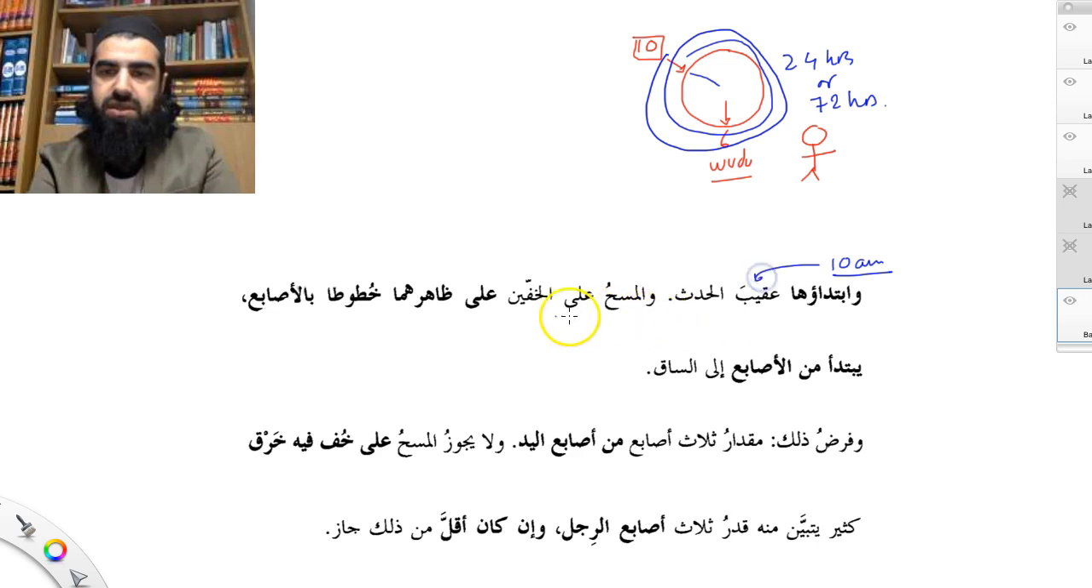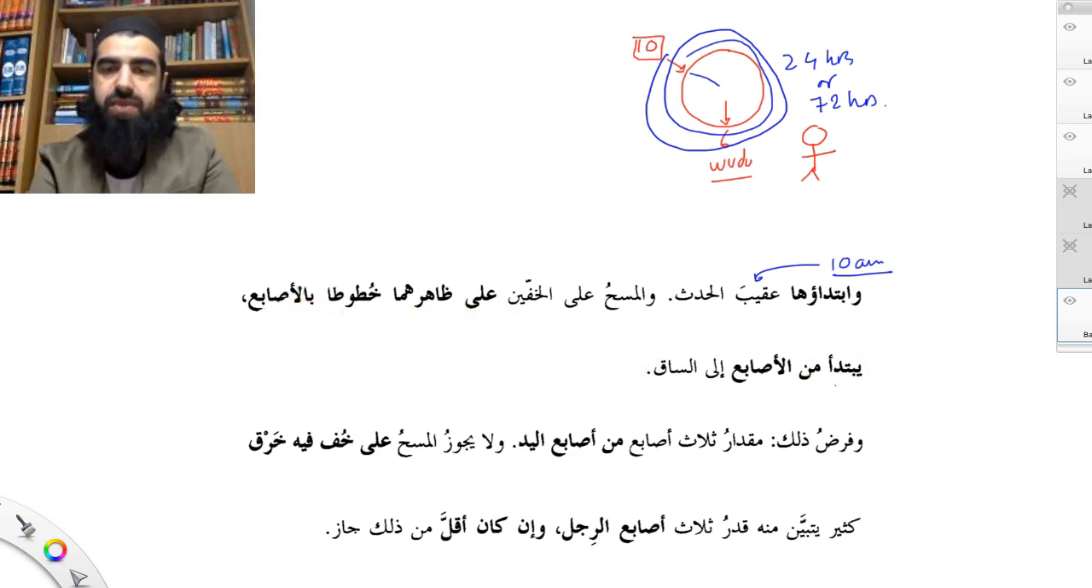It starts right after the hadath broke, or the hadath occurred. So that's when basically you start. You don't start it when you wear the socks. No, you don't start it the first time you do your wudu with them on. Okay, so وَالْمَسْحُ عَلَى الْخُفَّيْنِ عَلَى ظَاهِرِهِمَا خُطُوطًا.